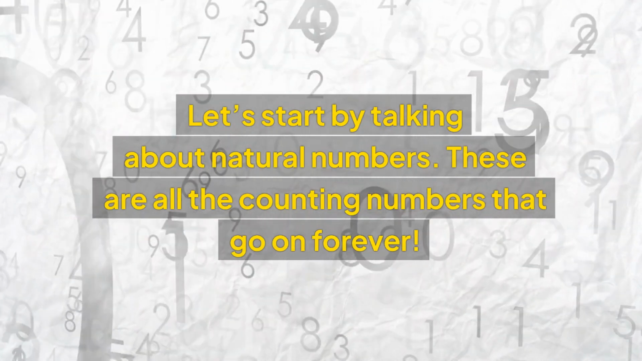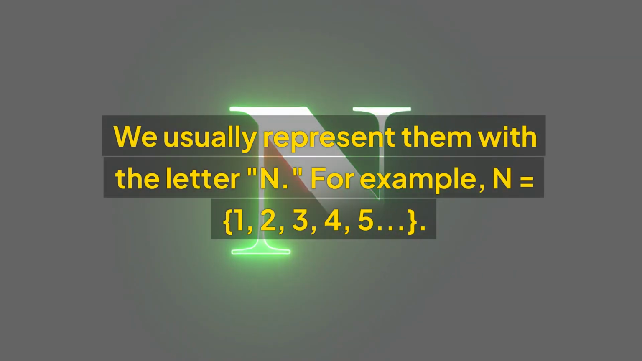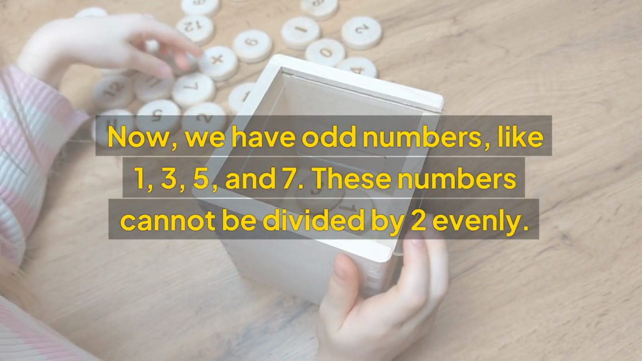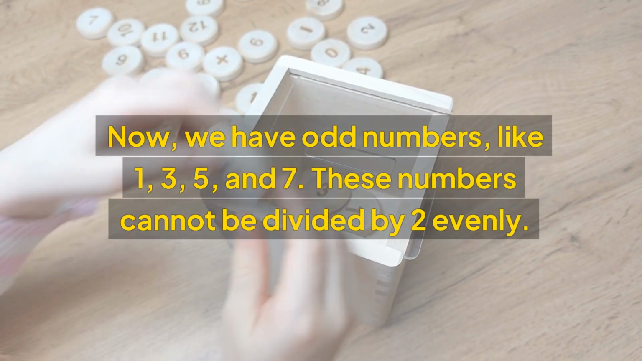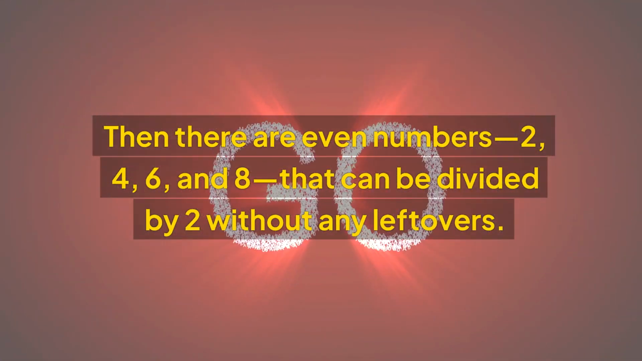These are all the counting numbers that go on forever. We usually represent them with the letter n. For example, n equals 1, 2, 3, 4, 5. Now we have odd numbers, like 1, 3, 5, and 7. These numbers cannot be divided by 2 evenly. Then there are even numbers, 2, 4, 6, and 8, that can be divided by 2 without any leftovers.